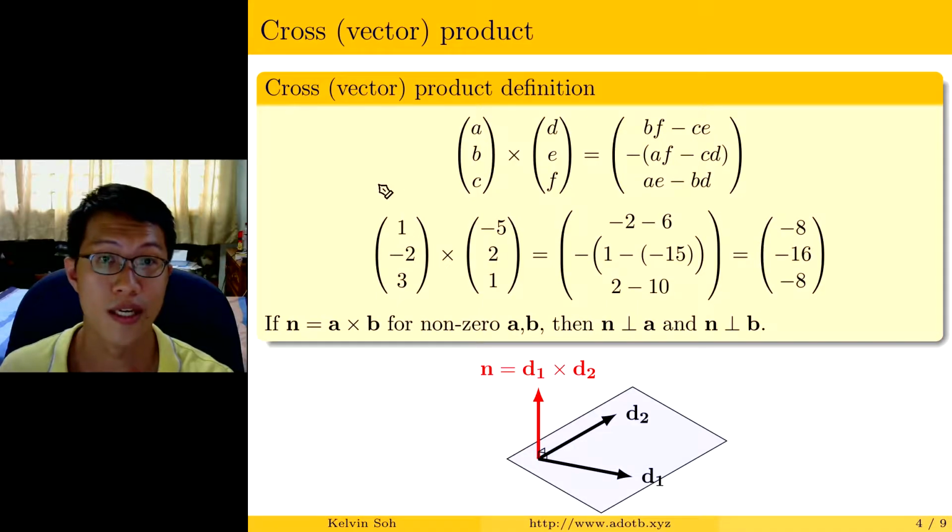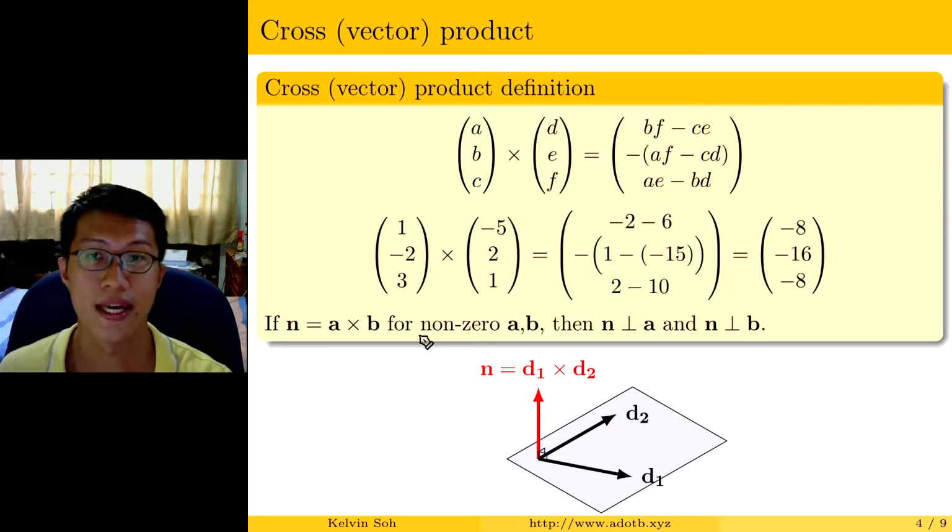Let us move on to the cross product. The cross product is quite a bit harder to compute compared to the dot product. So let's use this example to understand how this is done. We are given two vectors, the vector 1, -2, 3, and the vector -5, 2, 1. And we want to find this thing called the cross product.